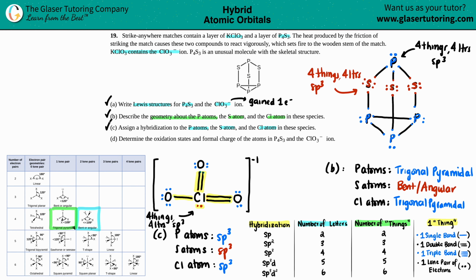And now the last thing is we have to determine the oxidation state and the formal charges of the atoms in P4S3 and the ClO3 minus ion. Okay. So let's see. Where am I going to do this? I guess we'll put it over here. D. So we have to do 2 things. We have to do oxidation states. And then we have to do formal charges.